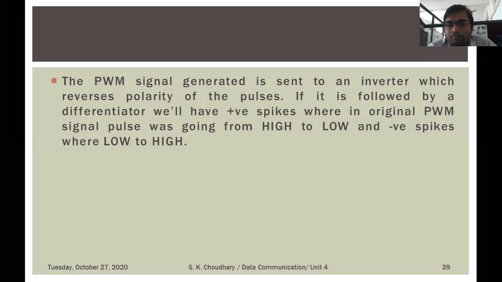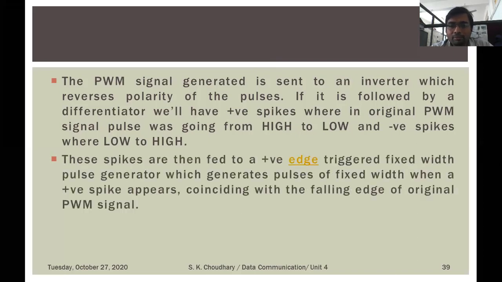After the inverter, this inverted signal is now given to the differentiator. When this inverted signal is given to the differentiator, what happens? The differentiator differentiates it, and we observe positive spikes where the original PWM signal went from high to low, and negative spikes where it went from low to high.